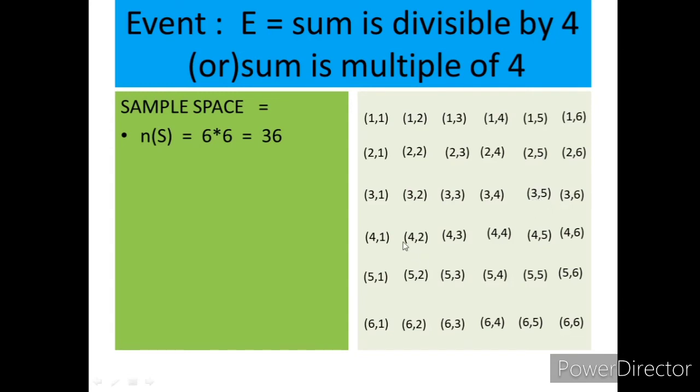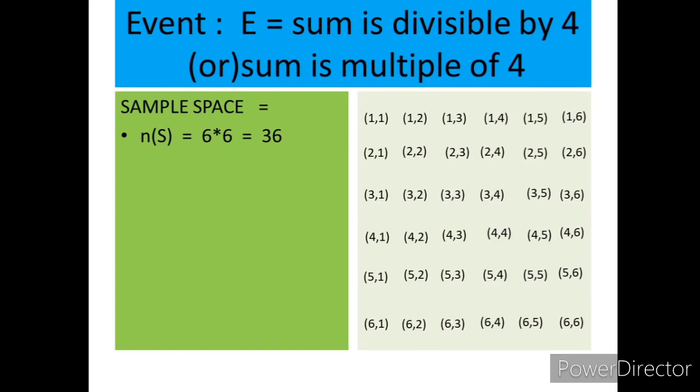If you take 4 comma 2, what is the sum? 6. Is 6 divisible by 4? Not at all. Therefore, this 4 comma 2 is not our favorable outcome. If you take 6 comma 6, their sum is 12. Is 12 divisible by 4? Yes. Therefore, this 6 comma 6 is our favorable outcome. Like that, you have to identify which are favorable outcomes and how many favorable outcomes there are. You will take each outcome and find the sum, and check whether it is divisible by 4 or not. If not, leave it. If it is divisible, you make it our favorable outcome.